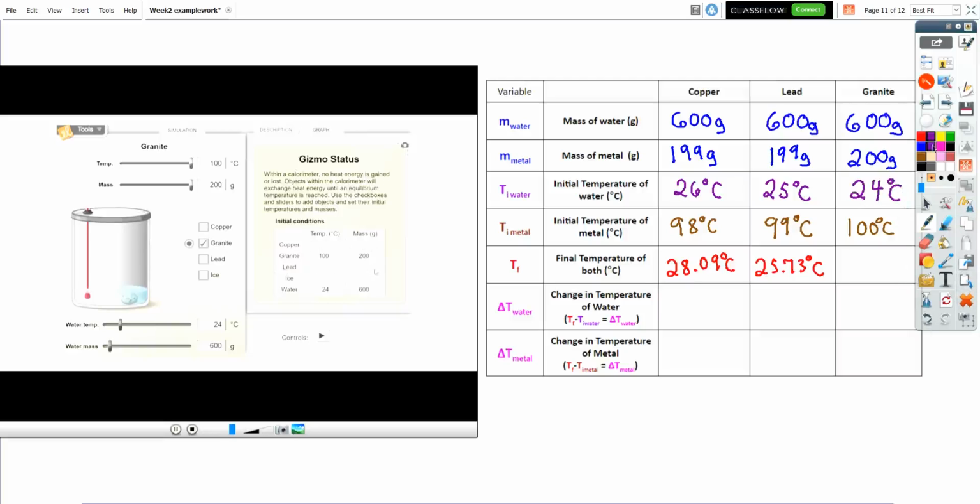I'm trying to make this as similar to a real lab as possible. So if I gave you three 200-gram masses and I gave you water from the same faucet, why might you get these slightly different numbers? Something to think about.